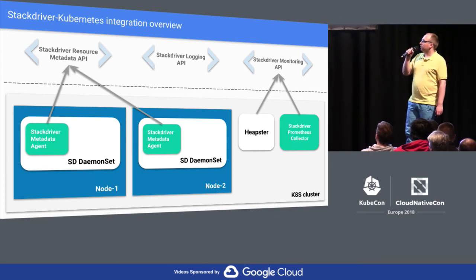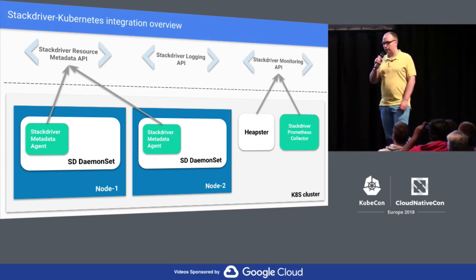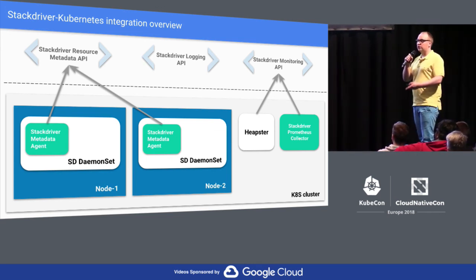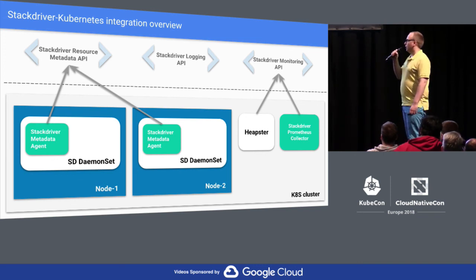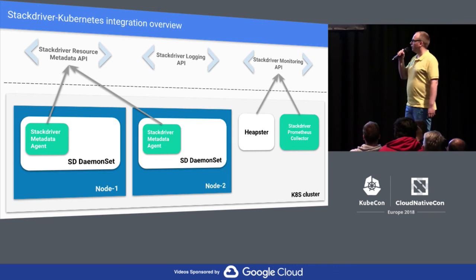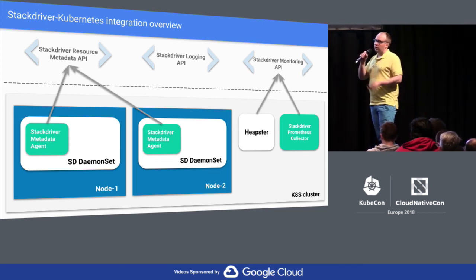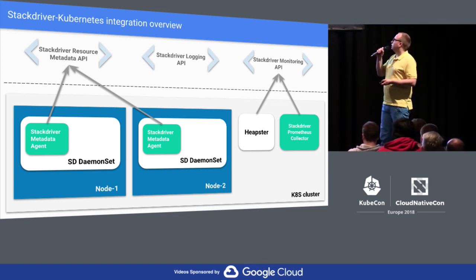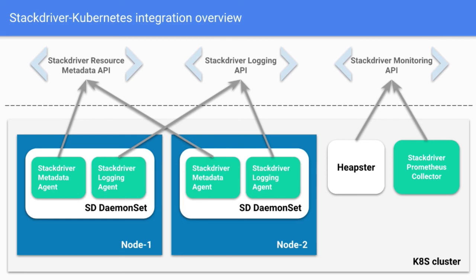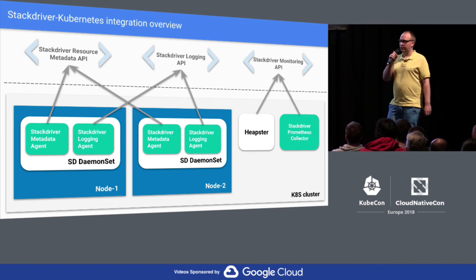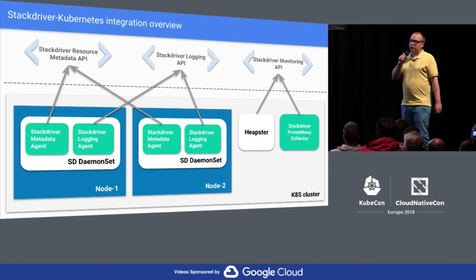The second piece of the integration is metadata. How do we collect that metadata? On every single node, we have a Stackdriver metadata agent deployed. This is a Kubernetes daemon set, which basically watches objects from the Kubernetes API, computes interesting information for us, and sends it to the Stackdriver metadata API. And the third piece of this integration is logging. We have the Stackdriver logging agent, which is Fluentd. Fluentd is deployed on every Kubernetes node within the same daemon set that the Stackdriver metadata agent is deployed to, and is pushing all those logs to the Stackdriver logging API. In addition to this, you can imagine that your application can also send data to Stackdriver directly.